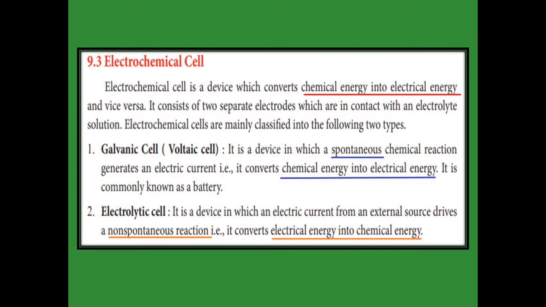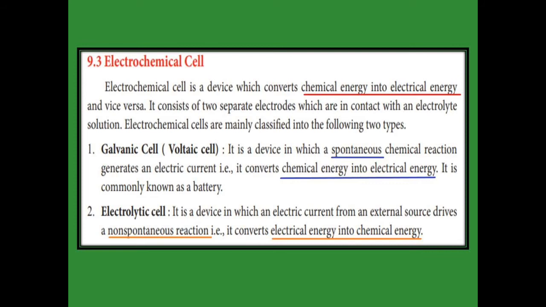Electrochemical cell. In this cell the chemical energy is converted into electrical energy, or the electrical energy is converted into chemical energy. The cell has two separate electrodes. Those electrodes are in contact with the electrolyte solution.